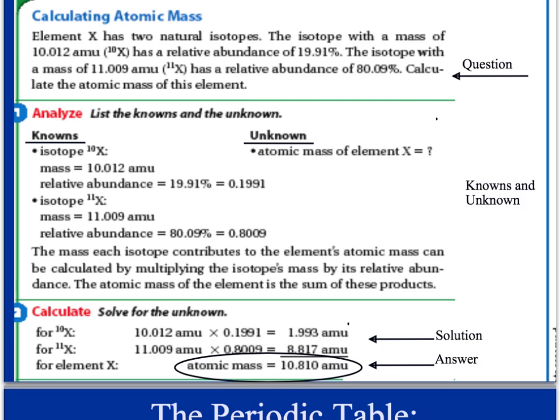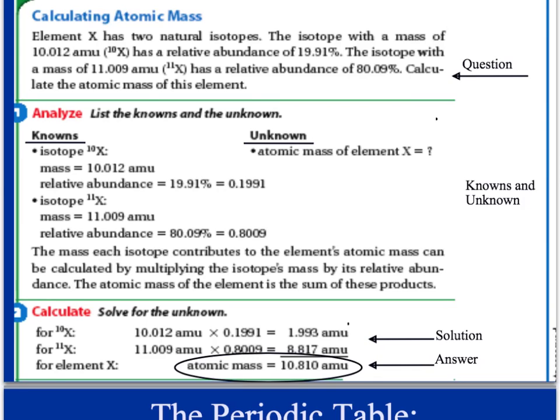So here's an example problem. We're going to say that element X has 2 naturally occurring isotopes. The isotope with a mass of 10.012 AMUs would be referred to as 10X, and it has a relative abundance of about 19.91%. There is an isotope with a mass of 11.009 AMUs. It has a relative abundance of 80.09%. So calculate the atomic mass of the element.